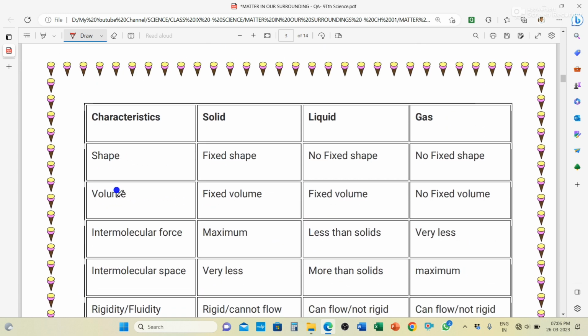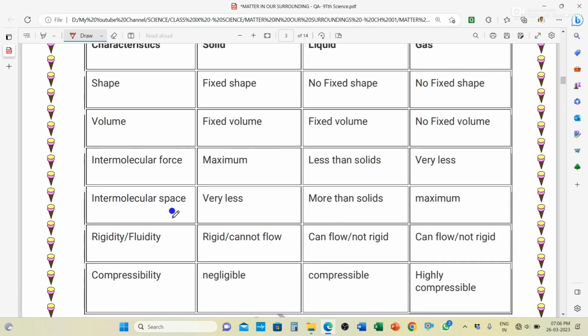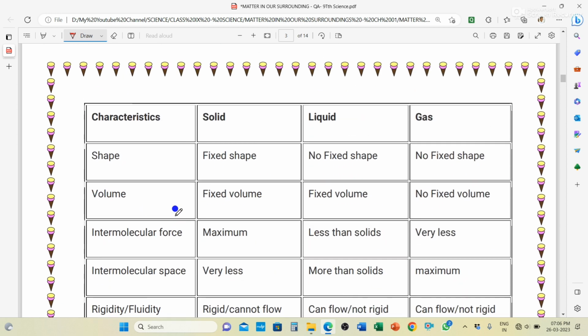Then if you talk about volume, solid has fixed volume, liquid also has fixed volume, but gas has no fixed volume. Then intermolecular force, that means the force of attraction between the particles of matter. In case of solid it is maximum, in case of liquid it is less than solids, in case of gas it is very less. Then intermolecular space, the space between the particles. In case of solid it is very less, in case of liquid it is more than solids, in case of gas it is maximum.